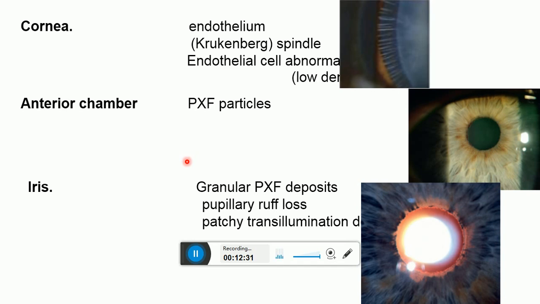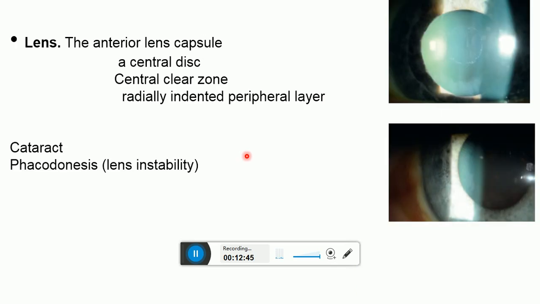In the iris, there are granular pseudoexfoliative material deposits. There is pupillary ruff loss and patchy transillumination defects at the pupillary margin. In the lens, the anterior lens capsule typically shows a central disc and a radially indented peripheral layer of pseudoexfoliative material separated by a clear zone maintained by pupillary abrasion. Peripheral capsular deposition is often visible only with pupillary dilatation. Deposits may be flaky with scrolled edges.